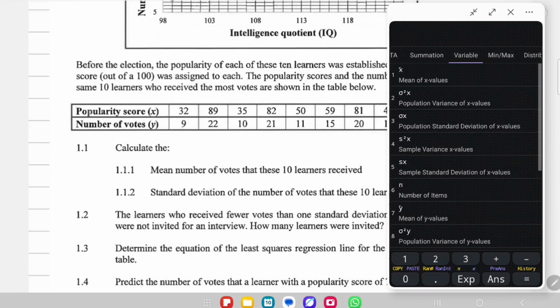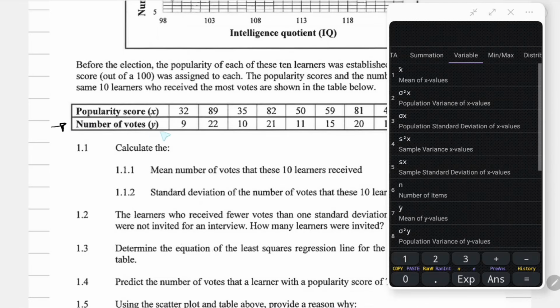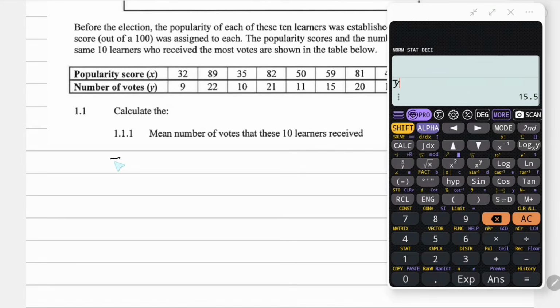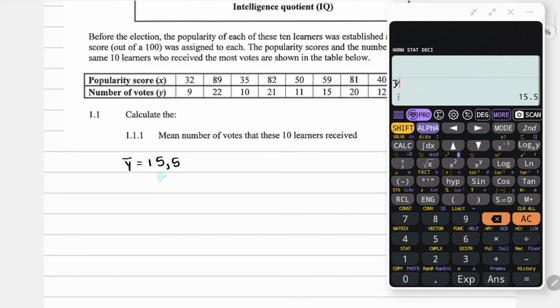In variable, we're specifically looking for the mean of the votes. And you can see that the votes are the y values. So we're looking for the mean of the y values. So make sure you go for the option that says the mean of the y values. So that mean is 15.5. So there we go. 15.5 is our mean.